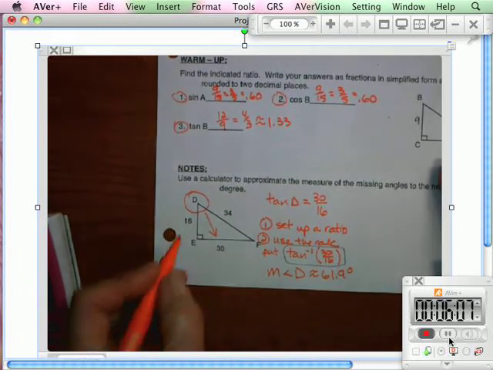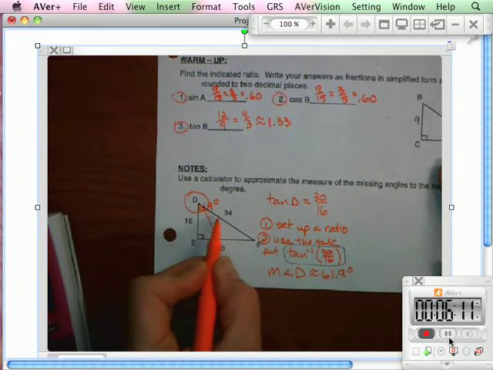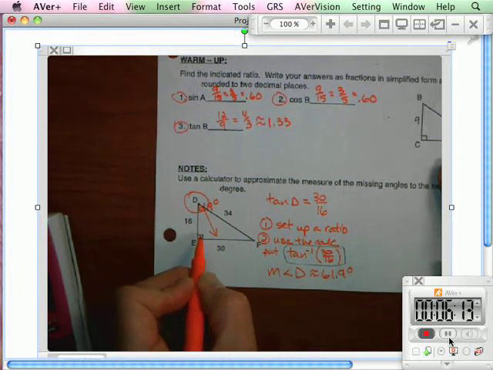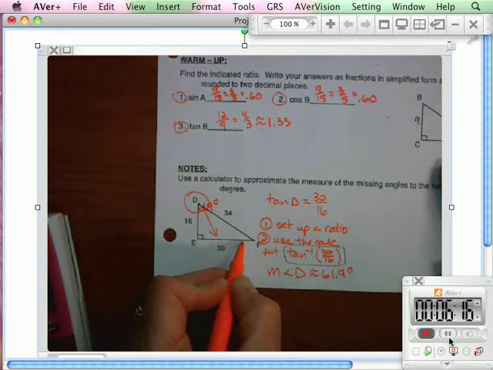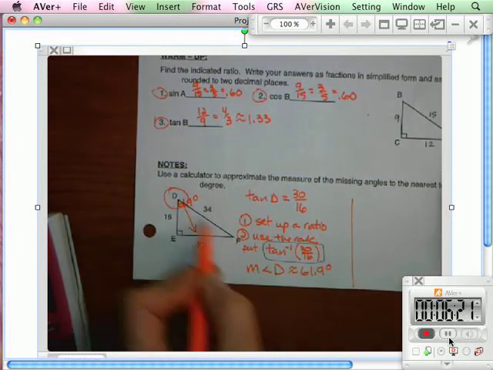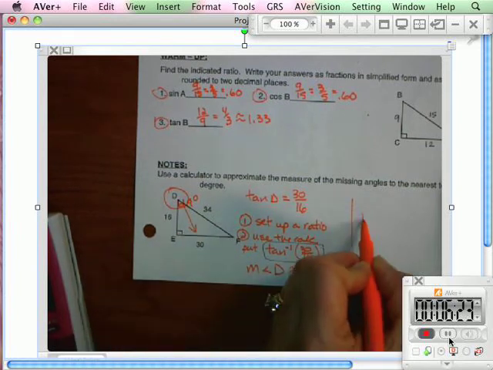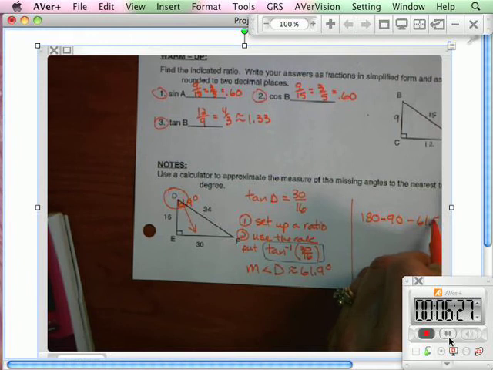Okay, so we did that. This is 61.9 degrees. I'm just writing it in here. If I know this is 90, I know what this is. Can I figure out what that is real easy? By doing what? What do they add up to? So 180 minus 90 minus 61.9 degrees.